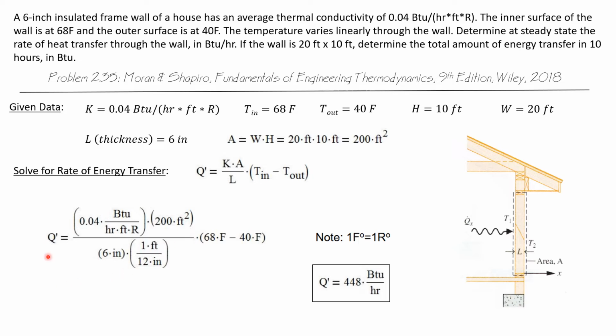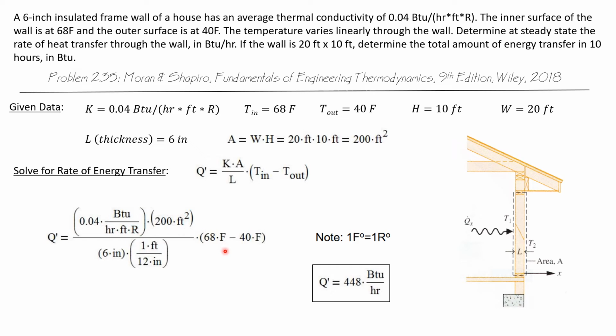Okay, so Q dot is, substituting values, K is 0.04, the area is 200 square feet, the length or thickness of the wall is 6 inches, but let's convert that to feet. And then we have the temperature difference, 68 degrees Fahrenheit minus 40 degrees Fahrenheit. Now it may seem that there's a discrepancy here. This temperature difference is given in Fahrenheit degrees, and our thermal conductivity has R degrees in its denominator.